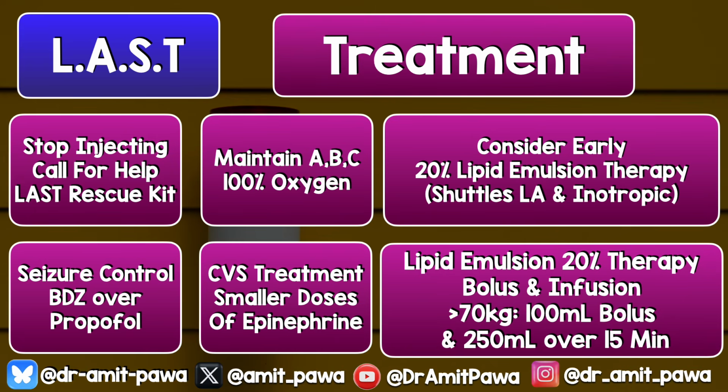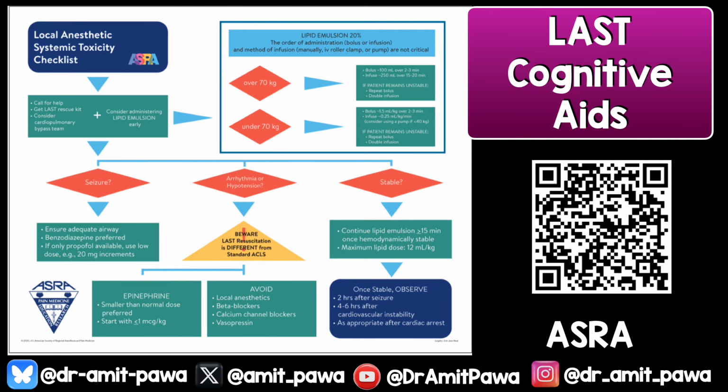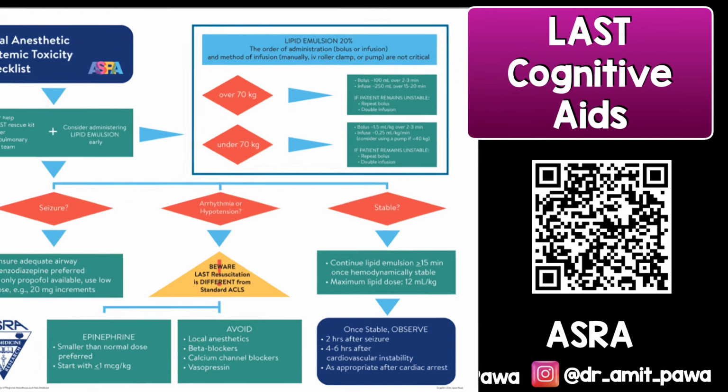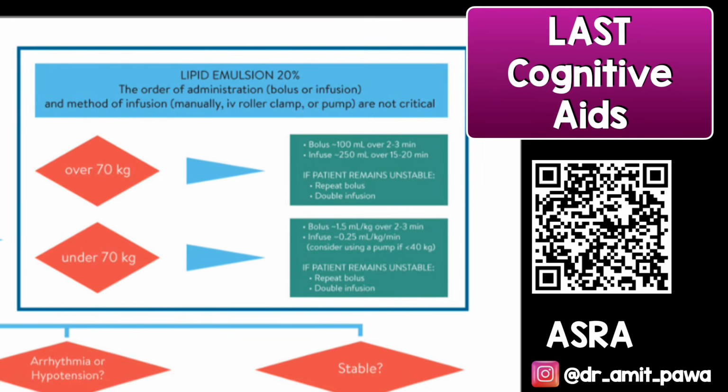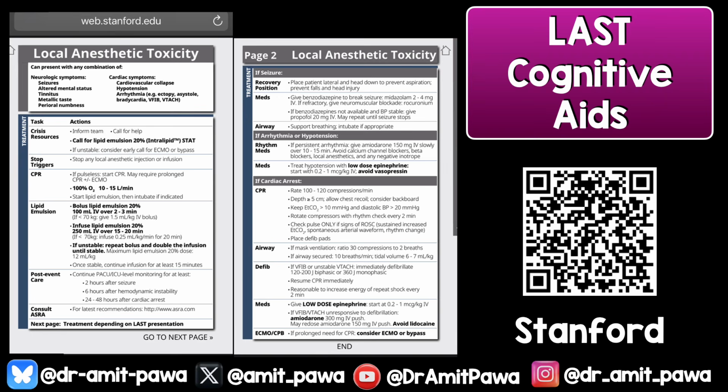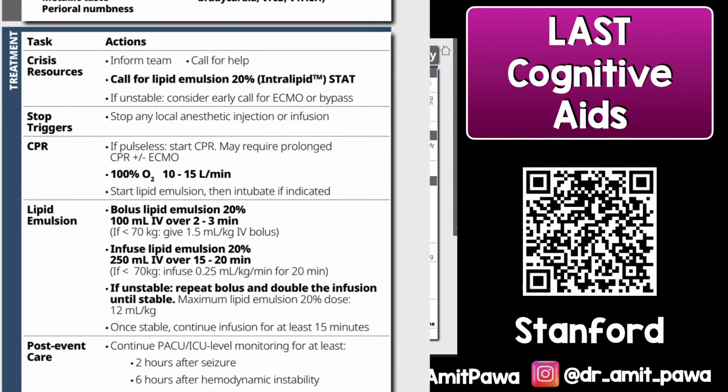Now, wouldn't it be great if there was some kind of cognitive aid to help you with this? Well, there are. This QR code will take you to the updated ASRA cognitive aid for local anaesthetic systemic toxicity, and this again highlights the early use of lipid emulsion therapy. But how do you remember all of this? Well, there's another cognitive aid here. This one is the Stanford cognitive aids, and again, these are really simple, great things to have in an emergency, because you can focus your attention on what's important.